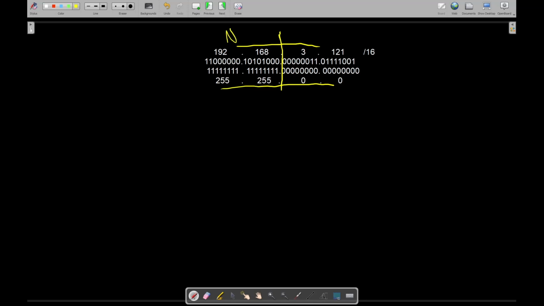This part is the network portion. This part is the host portion. You can think about it like this. The network portion is the city you live in. The host portion is your actual physical address in that city, your street address. To send a letter to you, the router doesn't just need the city, it also needs the street address.